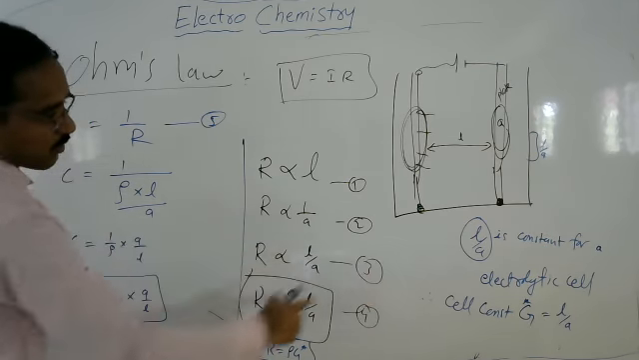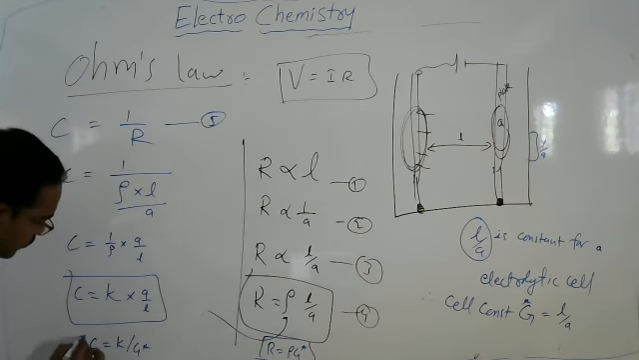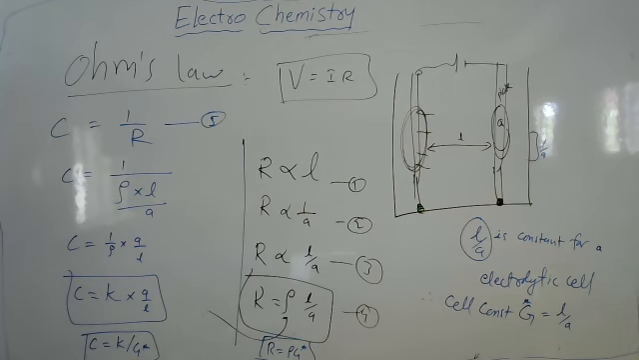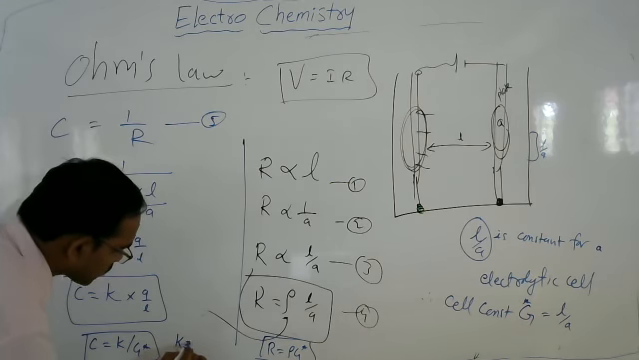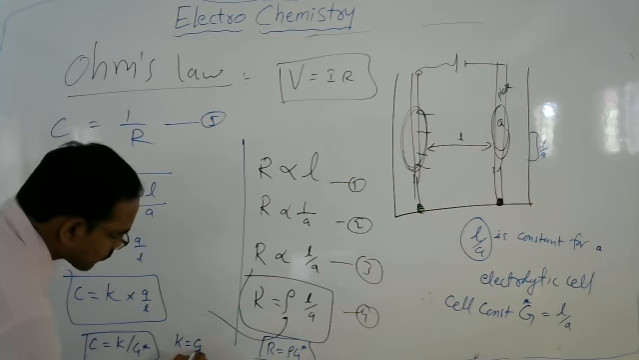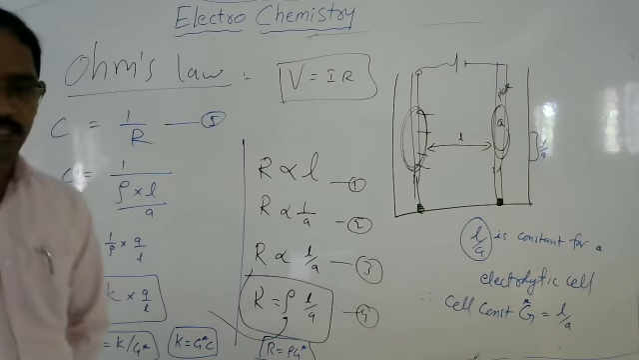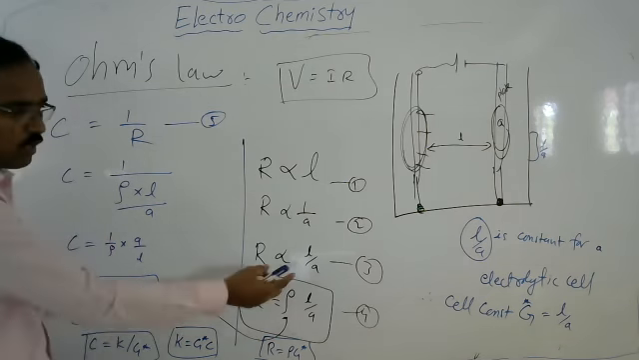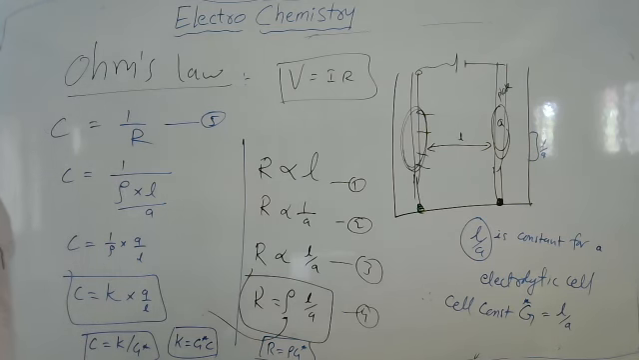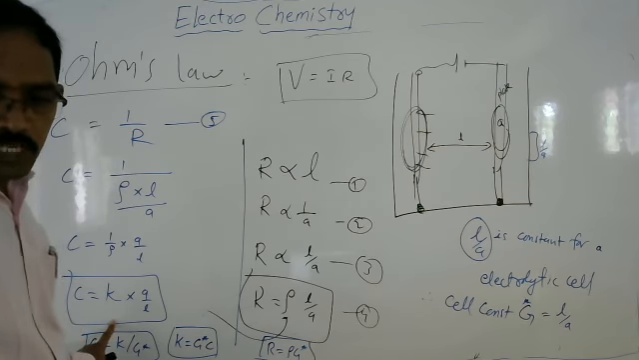L by A is G star, meaning 1 upon G star. So C equal K by G star. Same formula: specific conductivity K equal C into G star. See, if I write like this, many formulas will come, but only a few formulas are there. Okay, understood everyone? This much clear.